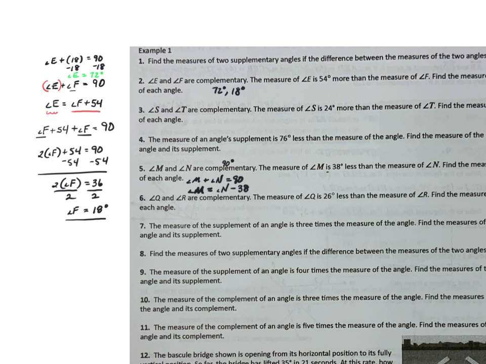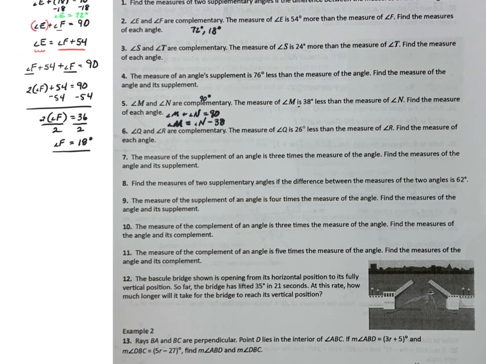And then it looks like, again, this number 6 is set up the exact same way. Q plus R are complementary, so they are equal to 90 degrees. And then the measure of Q is going to be 26 less than the measure of R. So it looks like these two are very similar in format. So if we had created this equation, we should be able to create the other equation. Let me see, and I did number 7 in class on the board, setting up the equation.